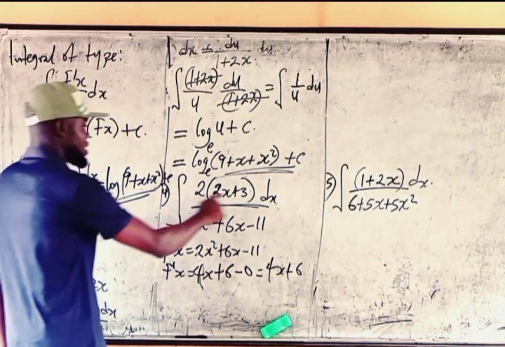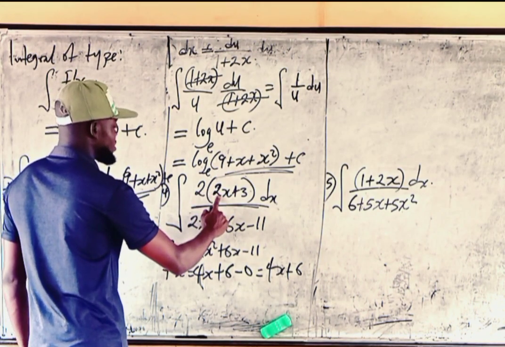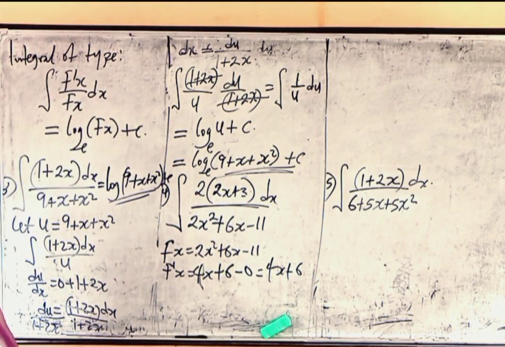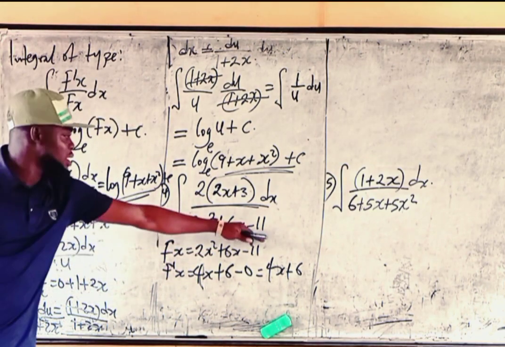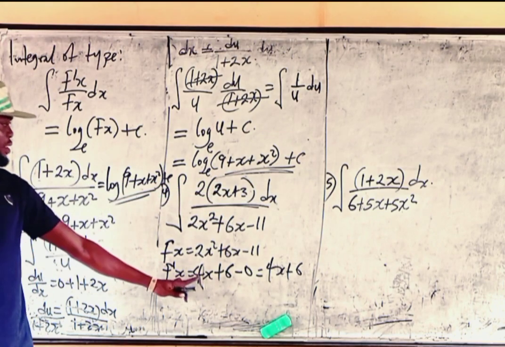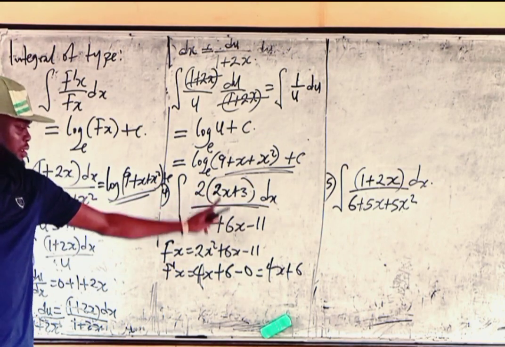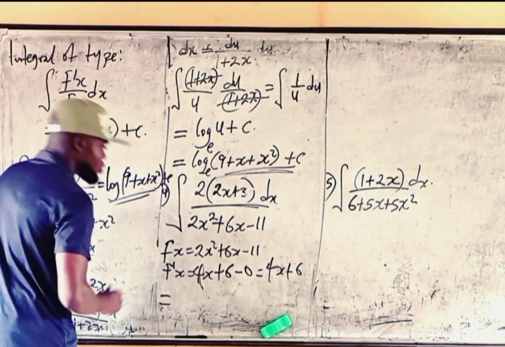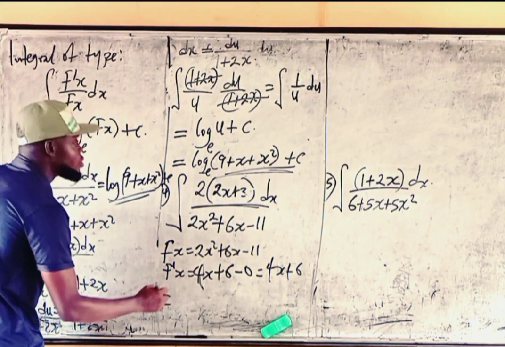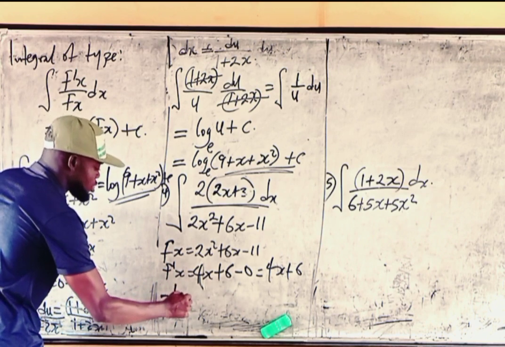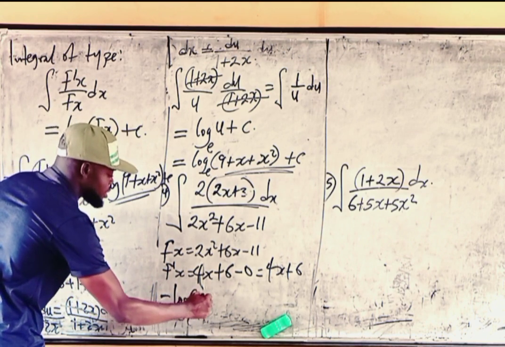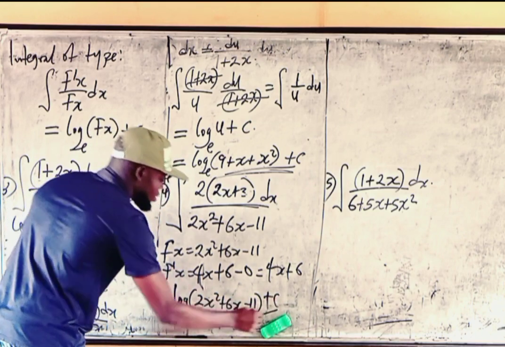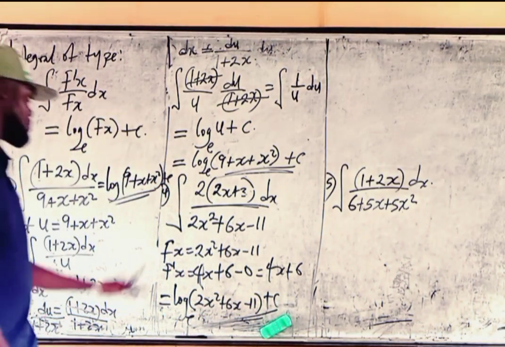Now let's check. If you multiply this 2 times 2, that is 4x. 2 times 3, that is 6. So it's correct. If you differentiate the denominator, the answer will be the numerator. Check. This one is 4x, and then 6. So the final answer to the question will be equal to log e of the denominator plus c. That's what we're going to have as the final answer to that problem.